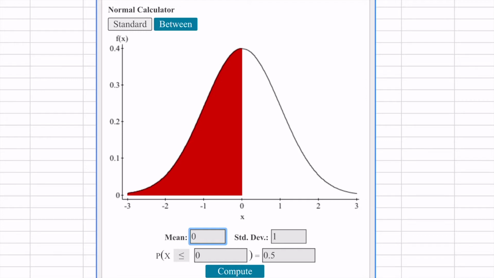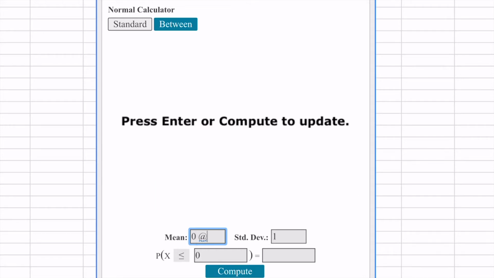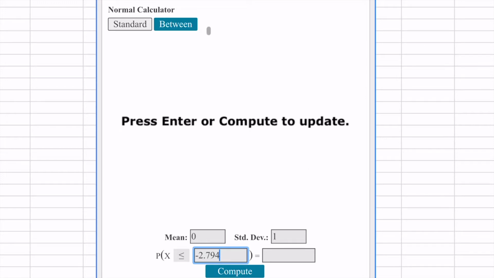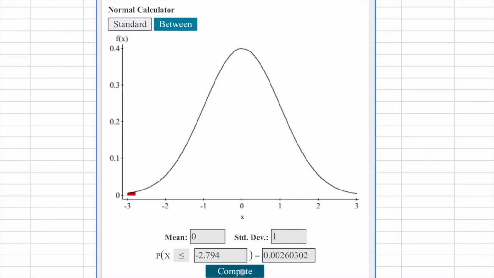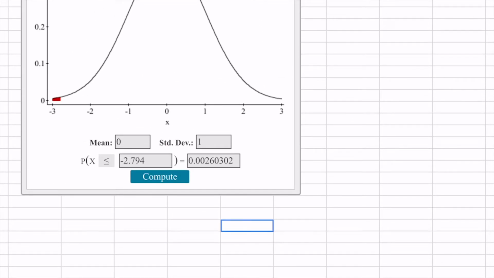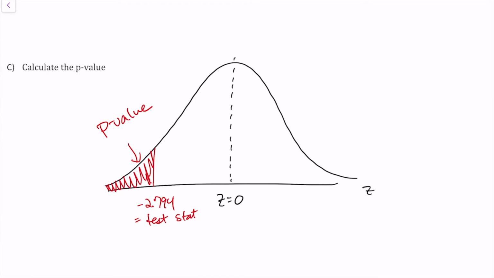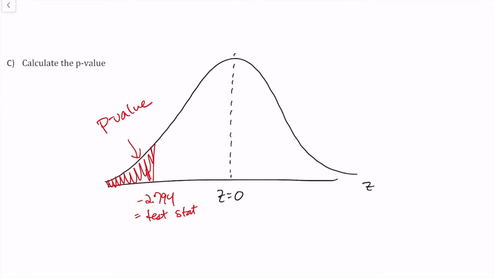However, our z-score was a negative 2.794. Remember that was our z-score. So now we click on compute, and to 3 decimal places, it even shows us a picture, our p-value, our probability, is 0.002. So our p-value was 0.002, so a really small p-value.